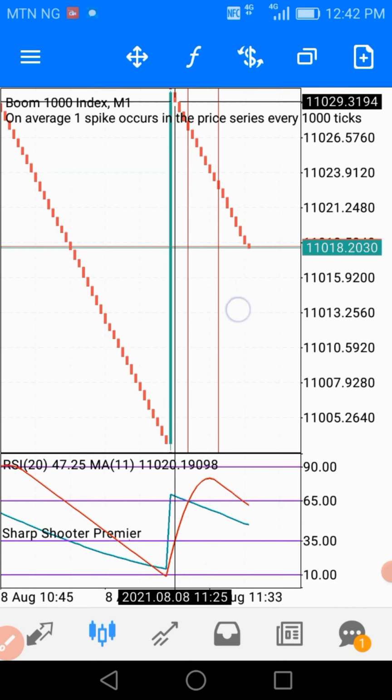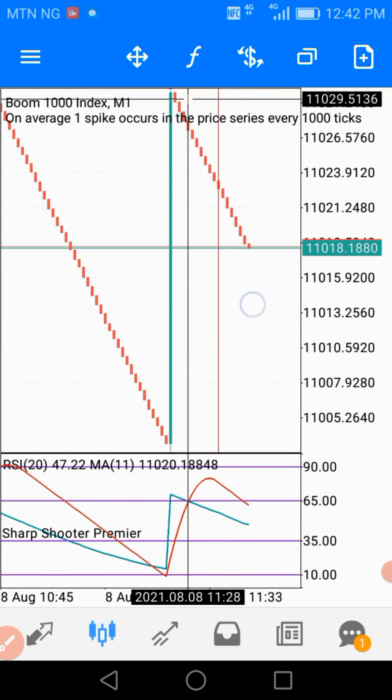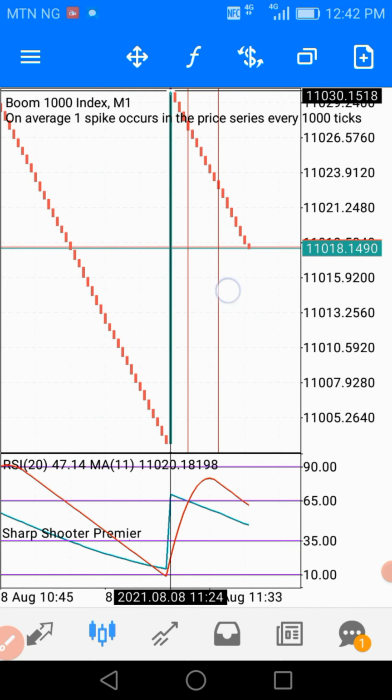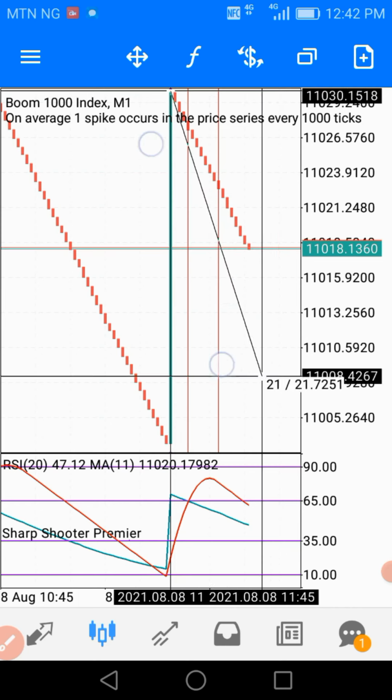Okay, you remember the entry was around the fourth candle. Remember, I'm going to give you the conditions now. Whenever it spikes like this, you quickly measure the pip value.